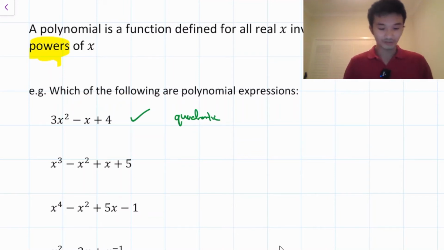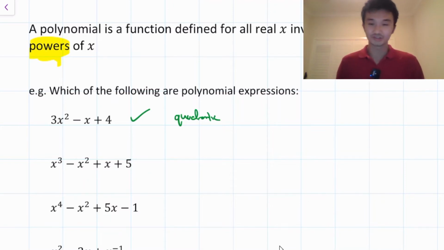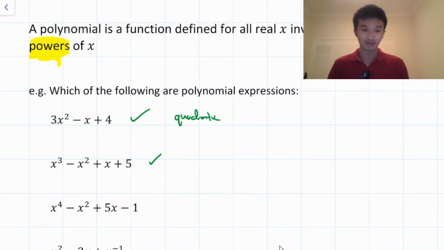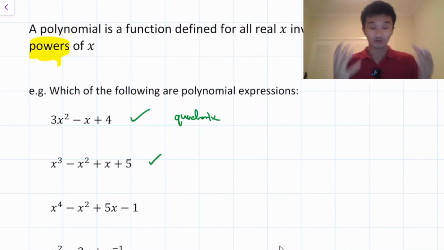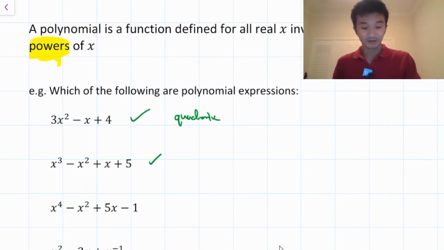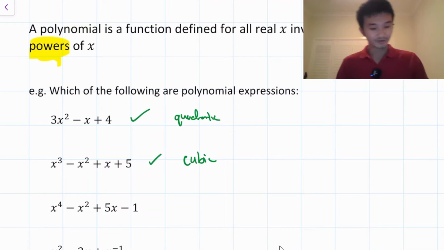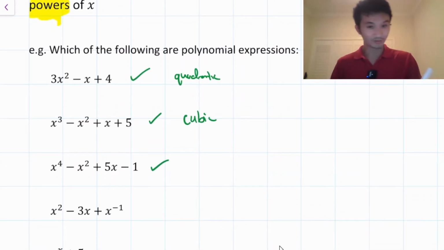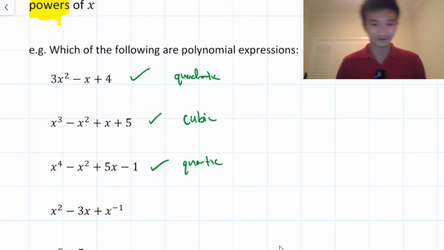What about this next one? x cubed minus x squared plus x plus 5. Same idea, it meets those conditions. It doesn't matter what powers you have or what numbers or coefficients there are. As long as it meets that criteria of non-negative powers of x, it's a polynomial. And we know that this one is a cubic. Same thing with the next one, it meets the criteria. Any guesses what this one's called? This one is a quartic. We're very creative with our namings.